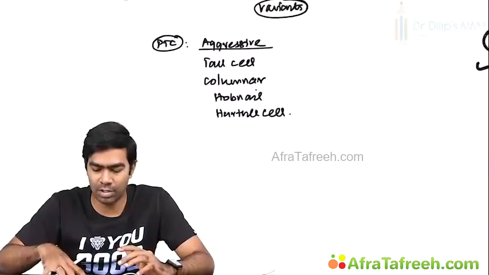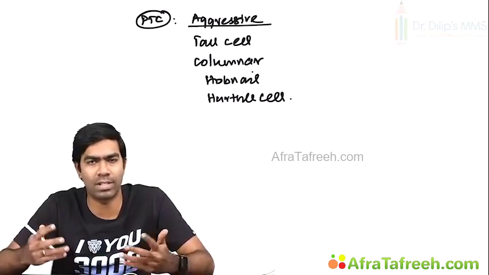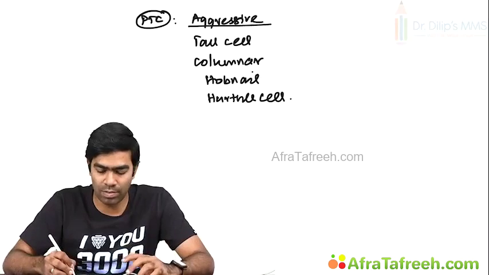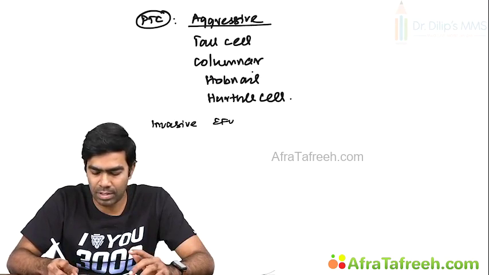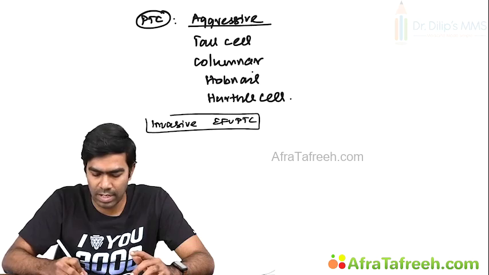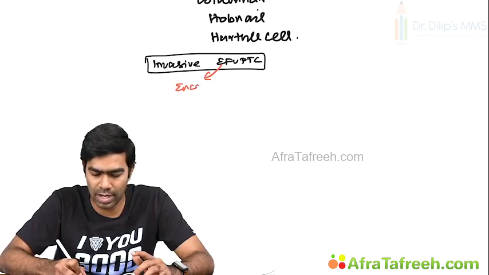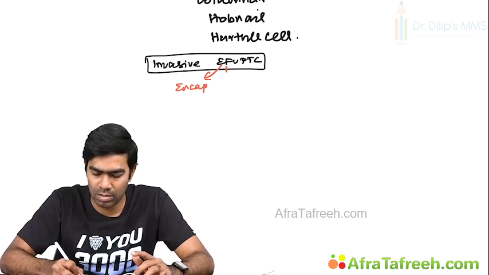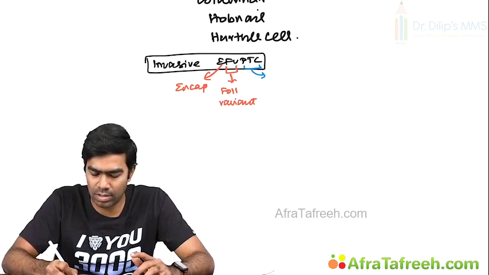So these aggressive histological variants tend to be a little poorly differentiated. That's why they have more lymph node metastasis and reduced survival. And you have two other variants that you have to know. One is called invasive EFE-PTC. That's called invasive encapsulated follicular variant of papillary thyroid cancer. So it's an invasive encapsulated follicular variant of papillary thyroid cancer.